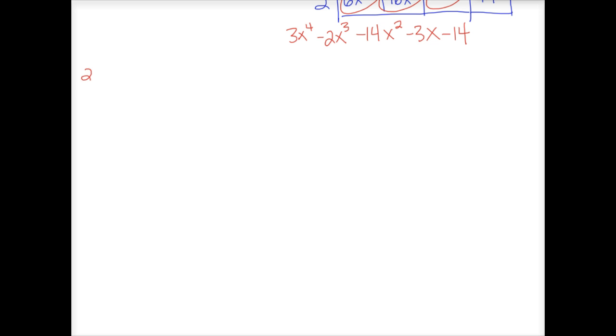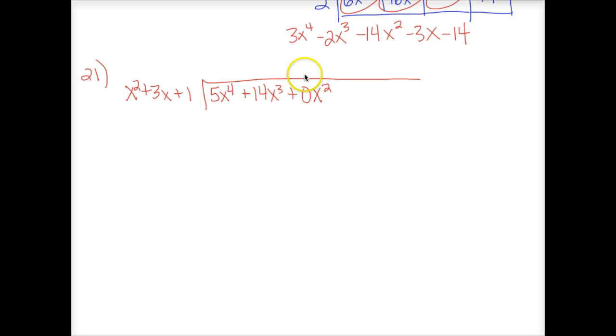I'm going to look at 21 because it was the longer one. So you were taking x squared plus 3x plus 1 on the outside. And on the inside, you had 5x to the 4th plus 14x cubed plus 0x squared. If you missed it and you didn't do this, that's why. Plus 9x, and then I put a plus 0 on the end. Sometimes you end up needing this, sometimes you don't, but I always put it on the dividend anyway.